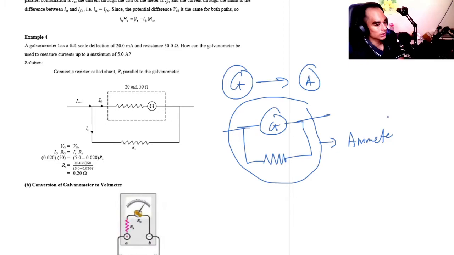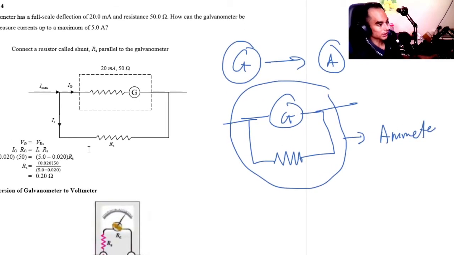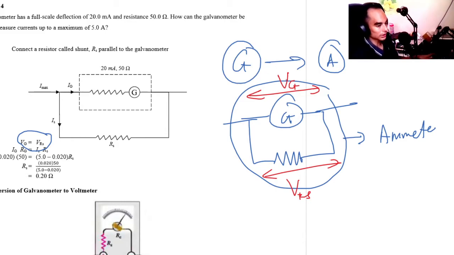Okay, so the formula that we use is Vg equals V Rs. The voltage of Vg, because it's in parallel, equals the voltage of Rs. So V equals IR, so IR on top will equal IR on the bottom.